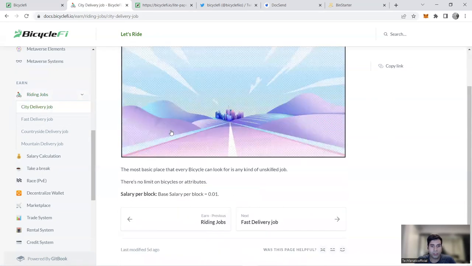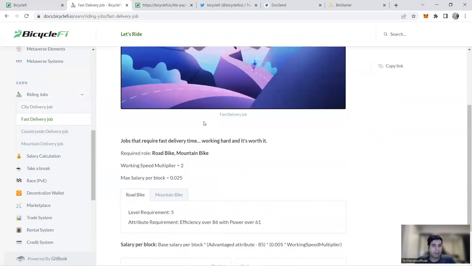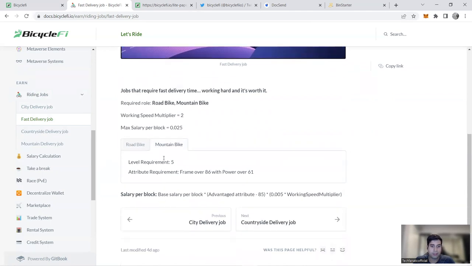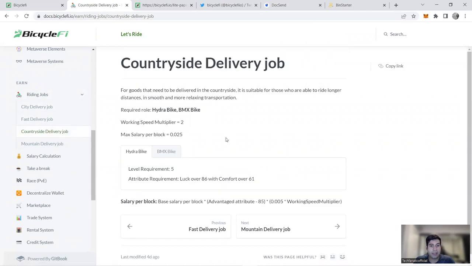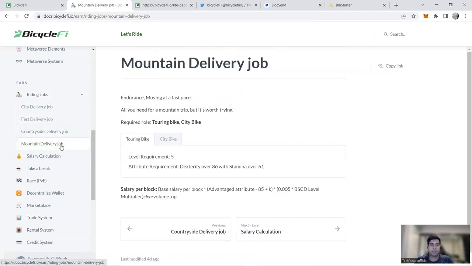You can do city delivery job, which is the most basic type of work. And this is the job you can do in the metaverse, basically. And the salary per block is going to be 0.01 of the token. They have the fast delivery job. That means you need a better sort of bicycle. So you need a mountain bike or road bike, and you have to have a speed multiplier and level requirement. And then that gives you a higher salary, basically. You've got the countryside. This one is more of a mountain or hybrid or BMX bike. And again, different salary. So as I said, there are different types of bicycles with different types of jobs in the game.